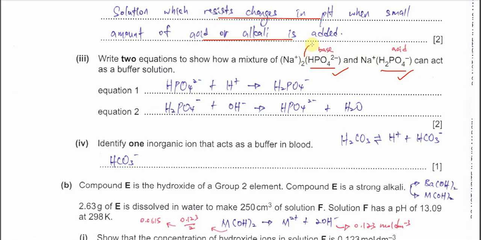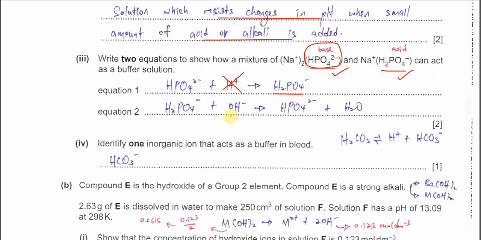So let's start with the base. We know that the hydrogen phosphate is the one that gains a proton, because it is a base. After it gains a proton, it forms dihydrogen phosphate. Therefore, the hydrogen ion, or the acid that was added, is gone.